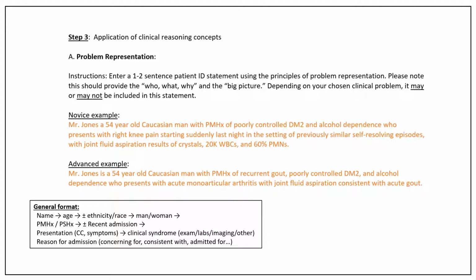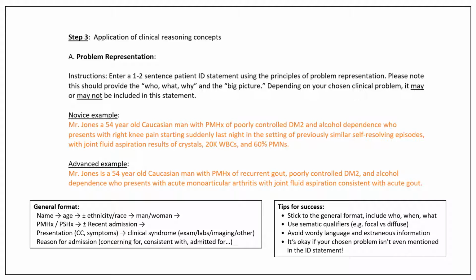Step 3 consists of applying the clinical reasoning concepts. Let's go over Part A, Problem Representation, which again is the 1 to 2 sentence summary that highlights the key features of a patient's case. Here you can read the difference between a novice and an expert. While both utilize the general framework as outlined below, you'll notice that the expert uses many more semantic qualifiers, which allows for a more succinct summary using appropriate medical terminology.